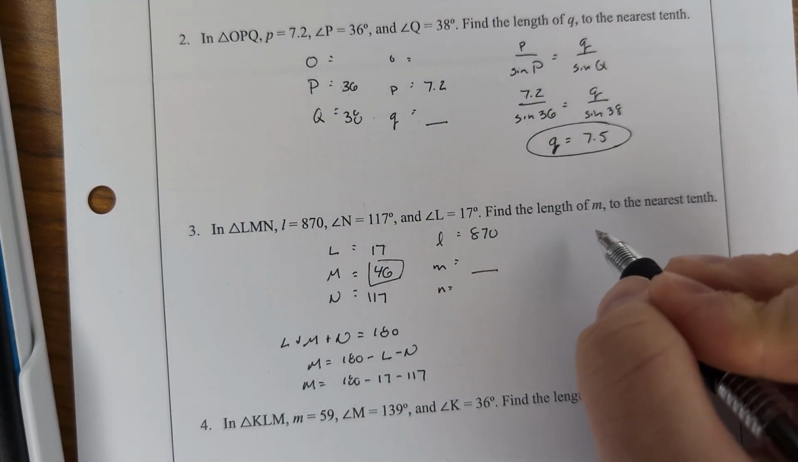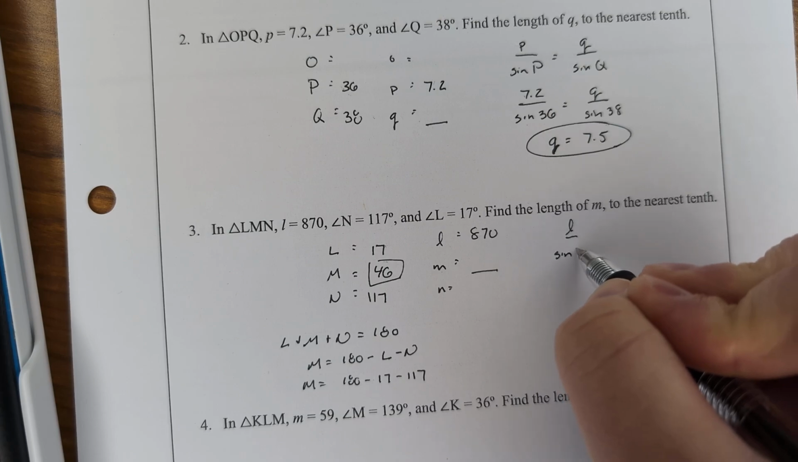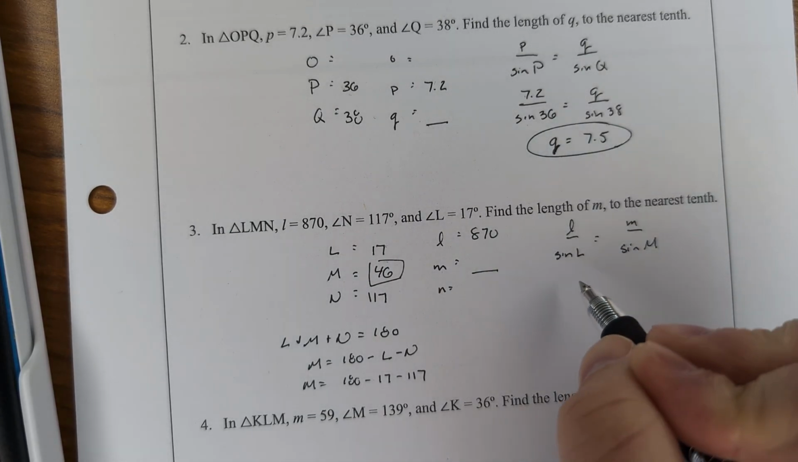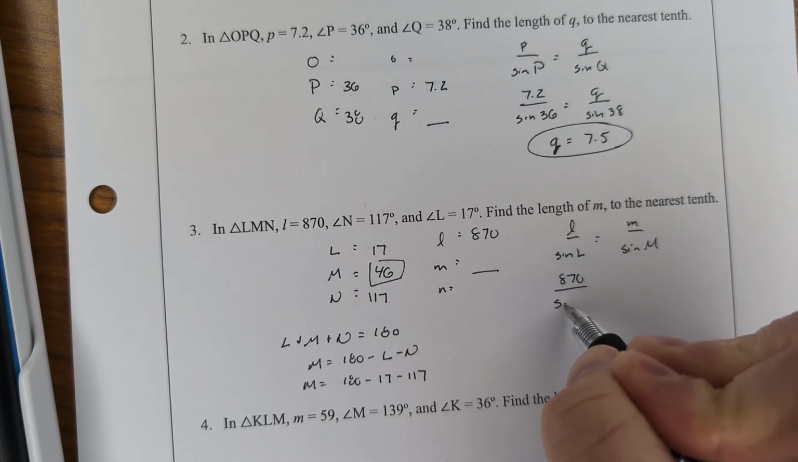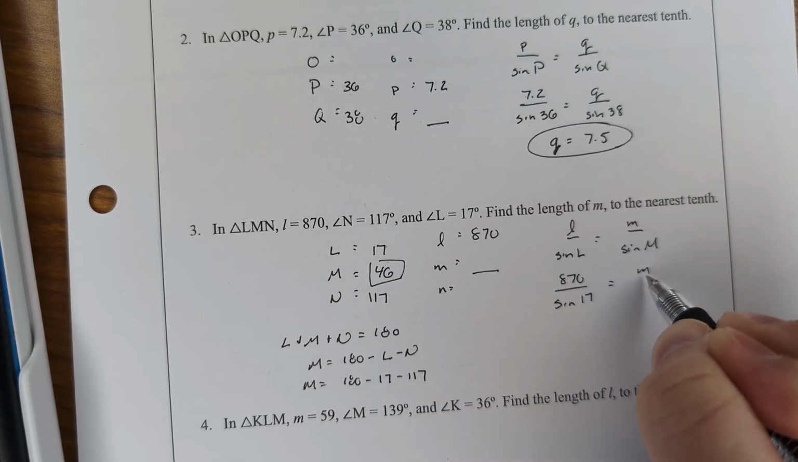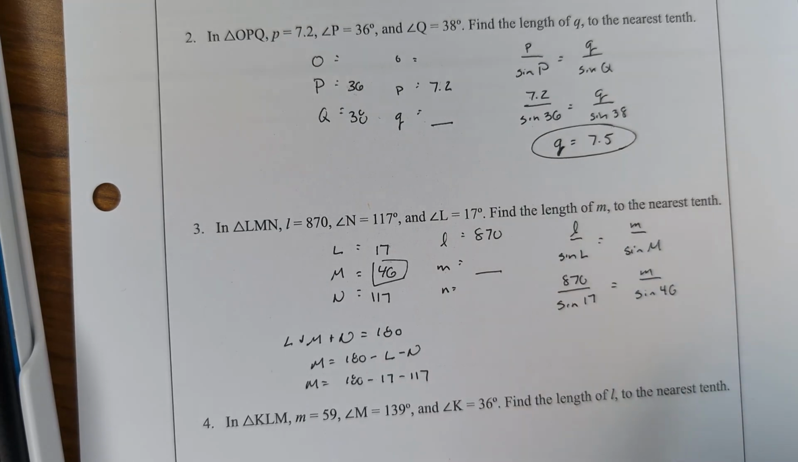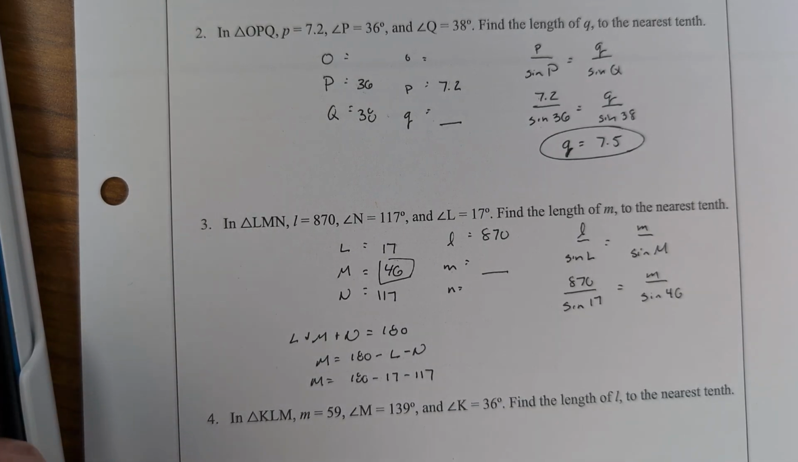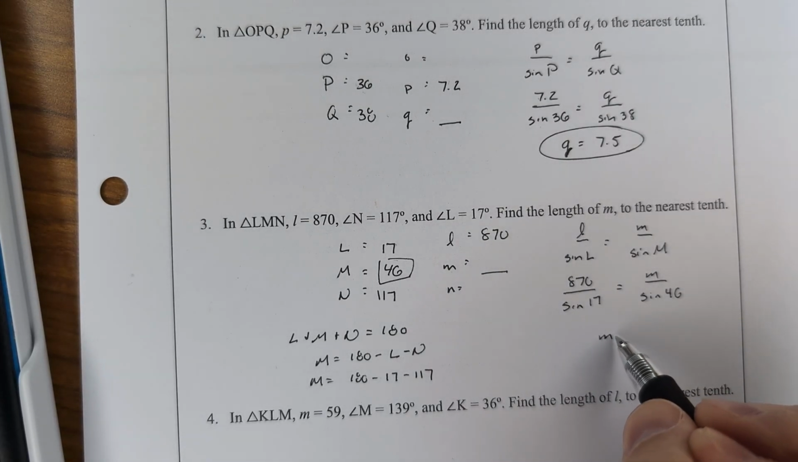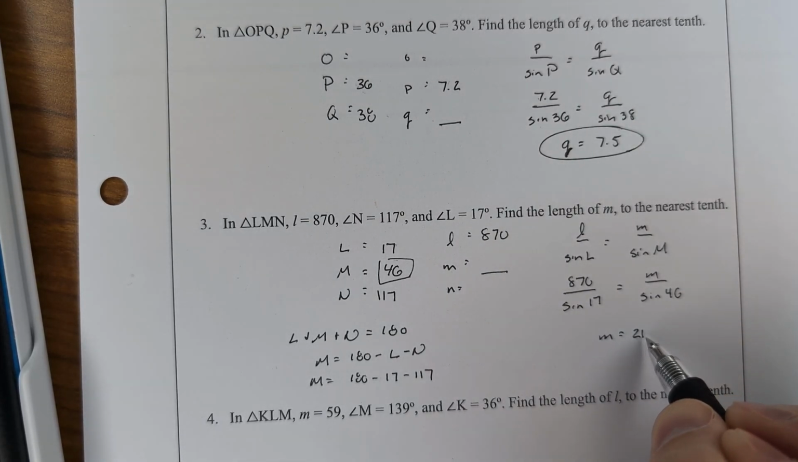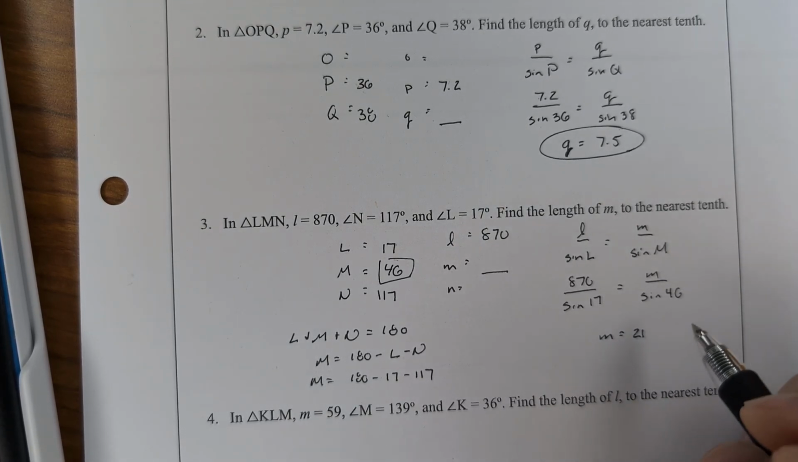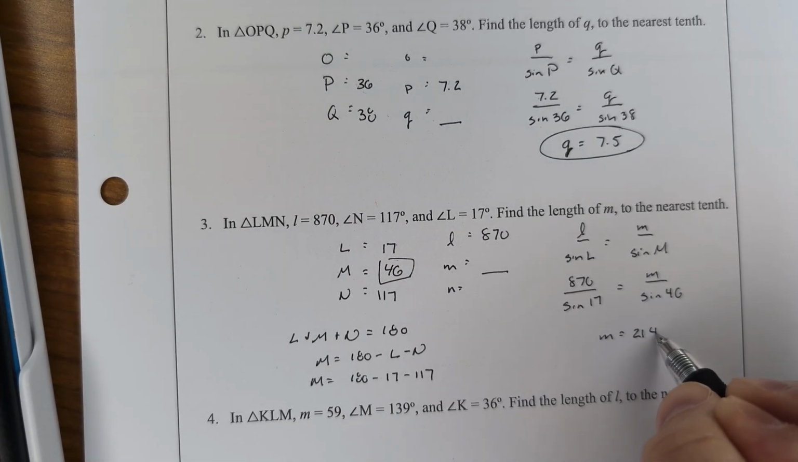So now I can use my angle side pair. So little l over sine big L equals little m over sine big M. So 870 over sine 17 equals little m over sine 46. So 870 divided by sine 17 times sine 46. So that gives me m is 2,100. Well, I've done something wrong. Oh, never mind, I'm okay. 2140.5.